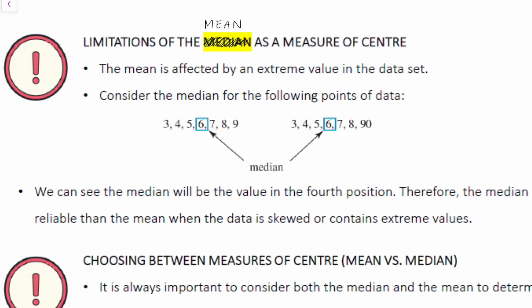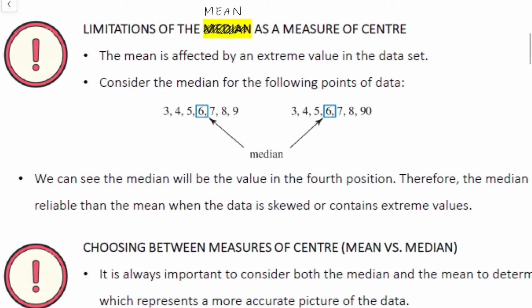So there are some limitations or scenarios where the mean is more appropriate to use than the median and vice versa. I think it's important we go through it so that you know when it's more appropriate to use the median, for example, to find the middle value versus the mean, and obviously the other way around. So I've got here the limitations of the mean as a measure of center. The mean is affected by an extreme value in our data set. We know now that an extreme value is usually what we call an outlier.